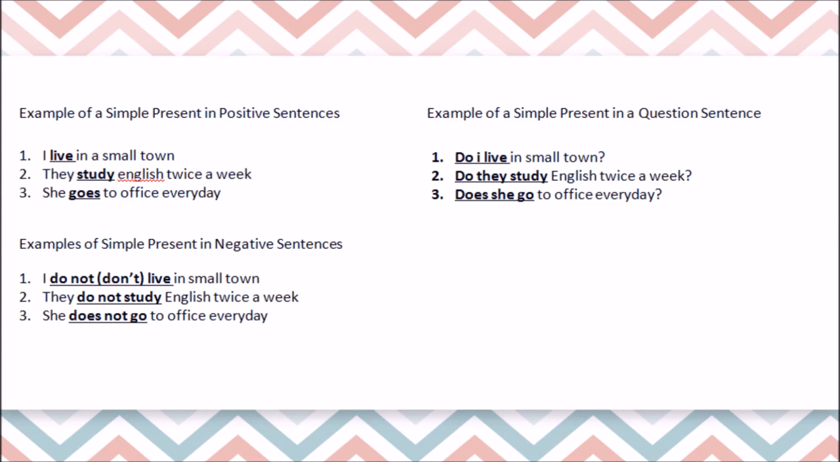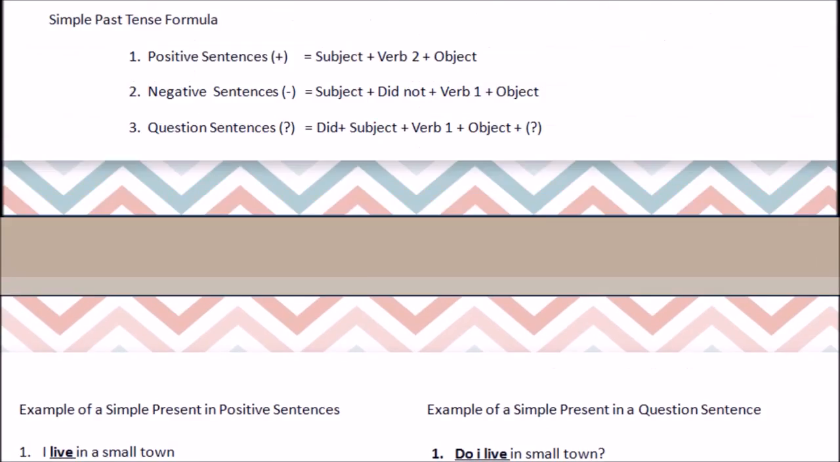Example of simple present in negative sentence. I don't live in small town. They do not study English twice a week. She does not go to office every day. Example of a simple present in a question sentence. Do I live in small town? Do they study English twice a week? Does she go to office?